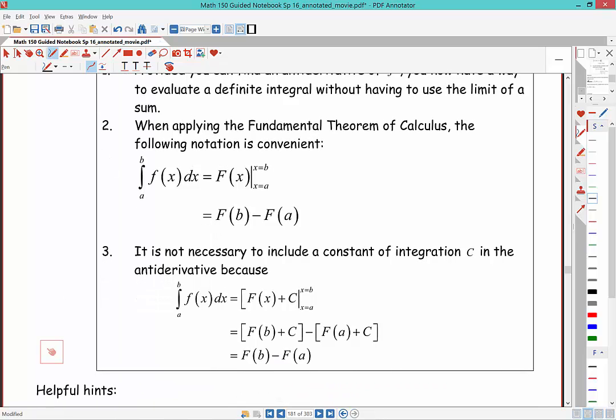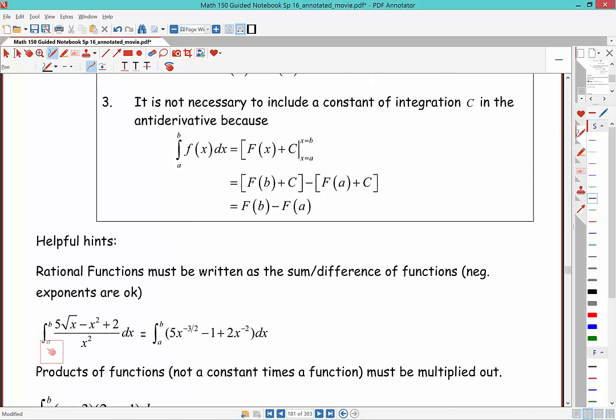So here we go. When applying the Fundamental Theorem of Calculus, the following notation is good. So you want to know what you're plugging in here. Basically, you find this here, right here, is an antiderivative, and you're evaluating it from x is a to x is b. We don't have to include the constant of integration because it's the same antiderivative that you found, so the c's literally zero out.